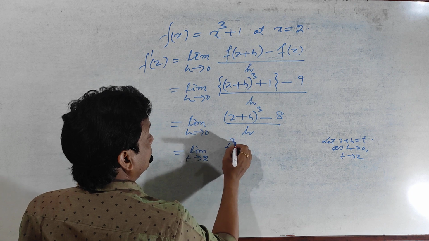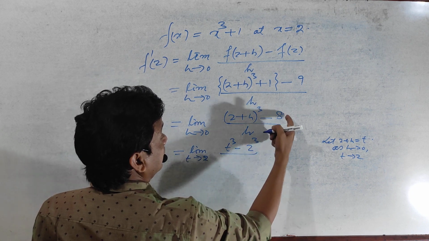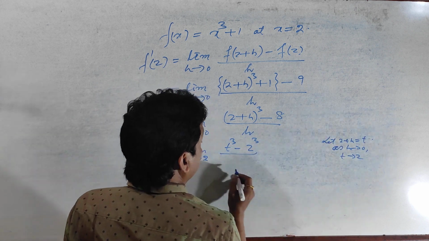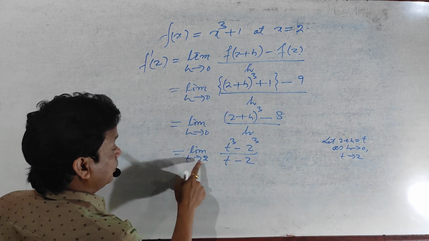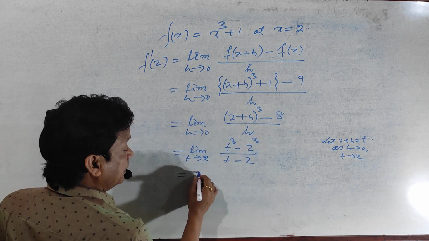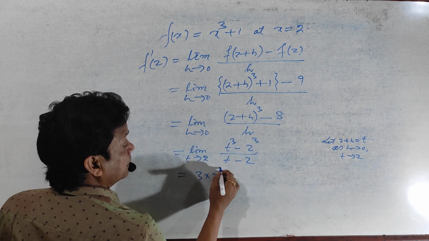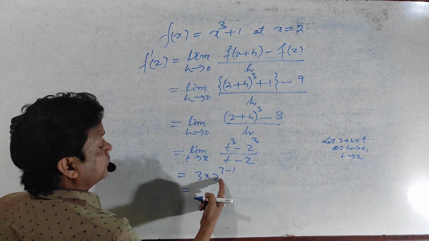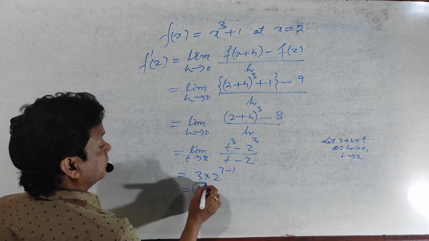So here t tends to 2. So this is t cube minus 2 cube divided by t minus 2. In place of t, I am writing 2, and the power is 3. So the answer is 3 into 2 to the power 3 minus 1. So 3 minus 1 is 2, 2 square is 4, 4 into 3 is 12. So the answer is 12.